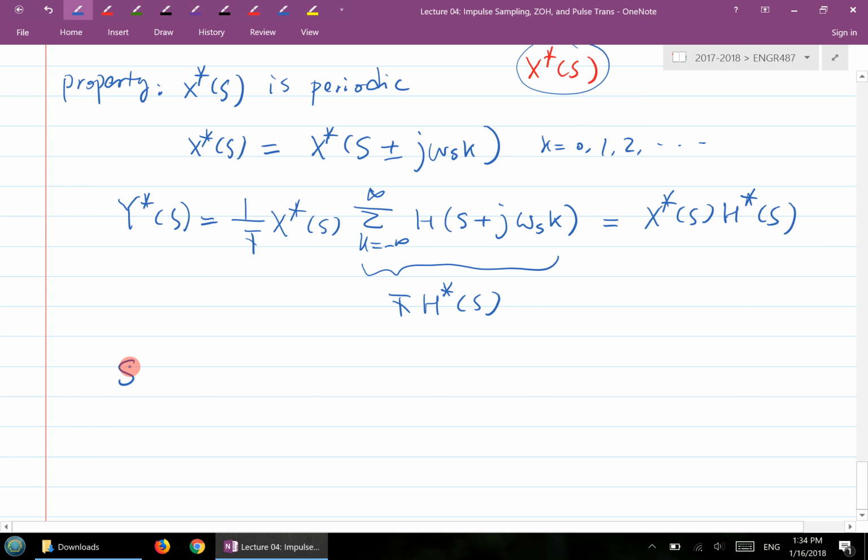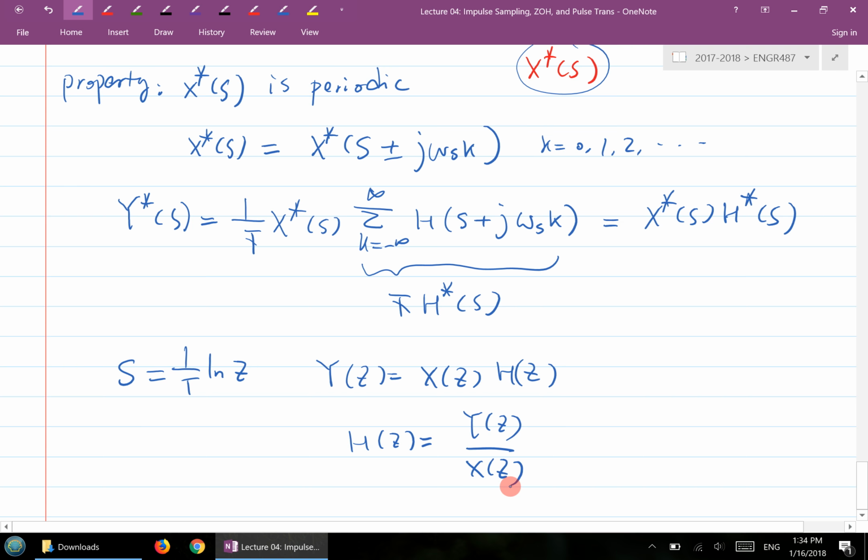We can replace the s with 1 over t ln z, and we can get y of z equal to x of z, h of z, right? So basically you get a pulse transfer function between the y of z and x of z. And in this case, it's equal to the h of z here.